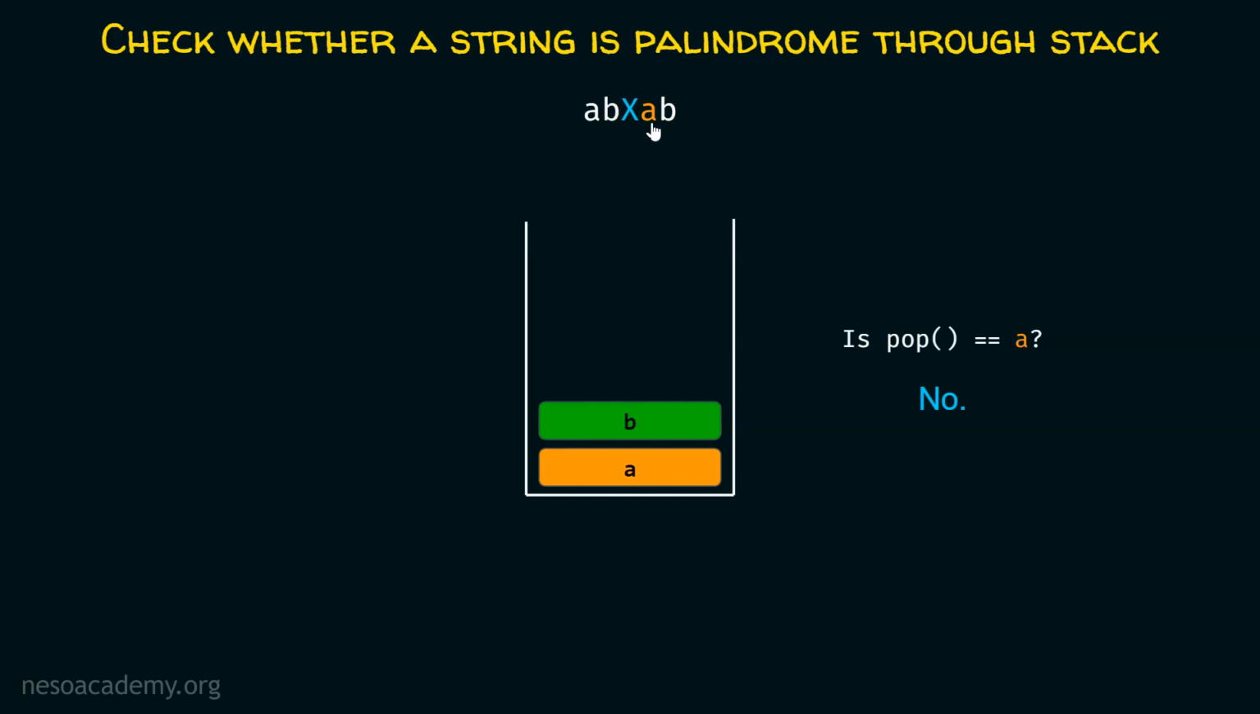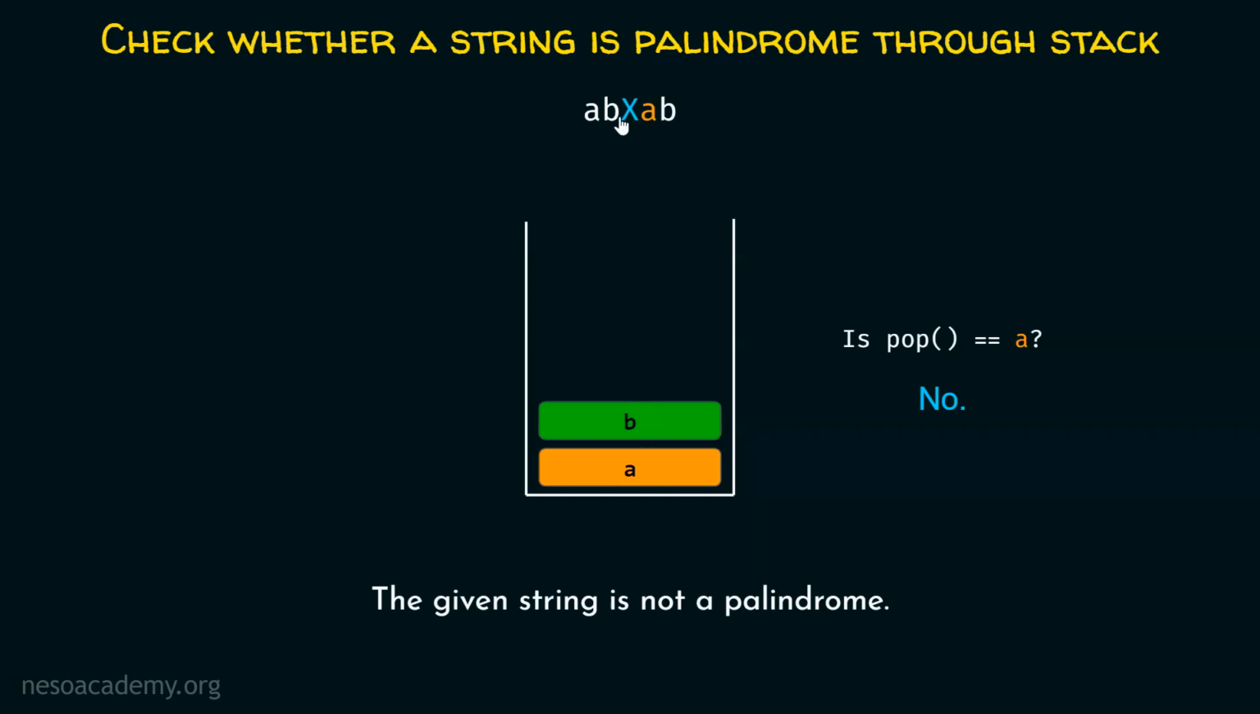This time we will check whether the topmost element of the stack is equal to this character or not. You can see that they are not equal, right? Is pop equal to A? You can see that the topmost element of the stack is not equal to this character. Hence, this string is not a palindrome. Got it? This string is not a palindrome. This character is not equal to this character.